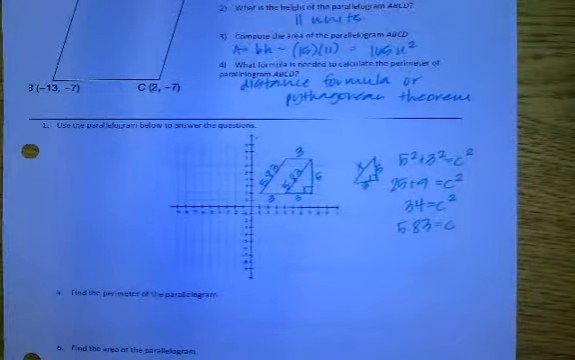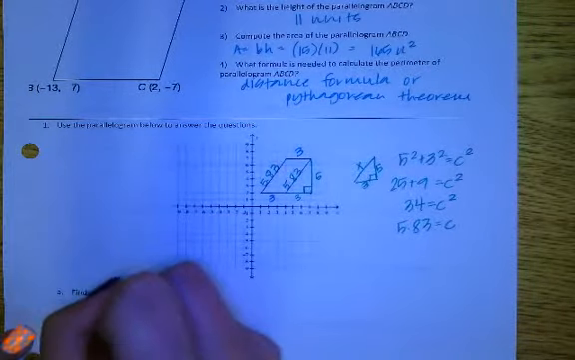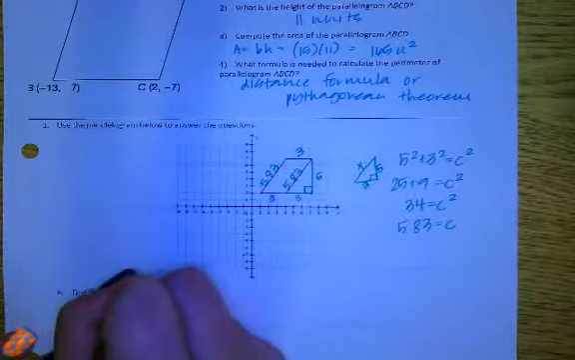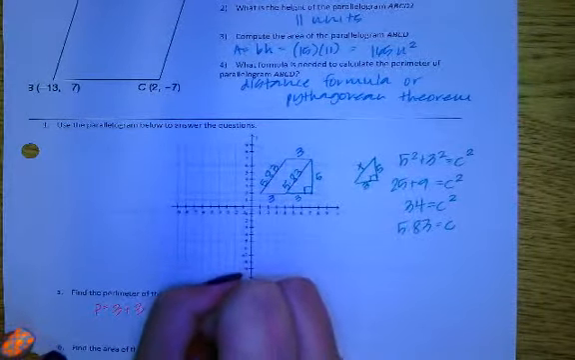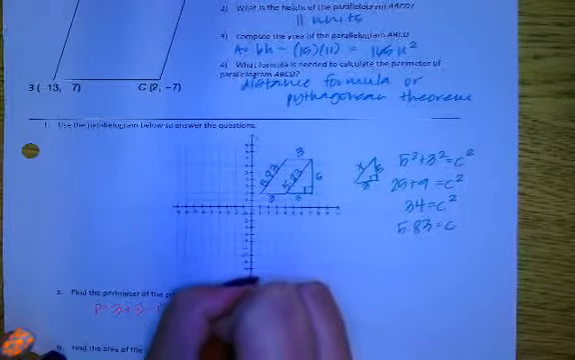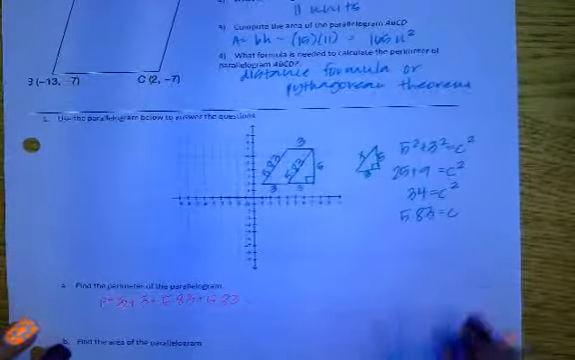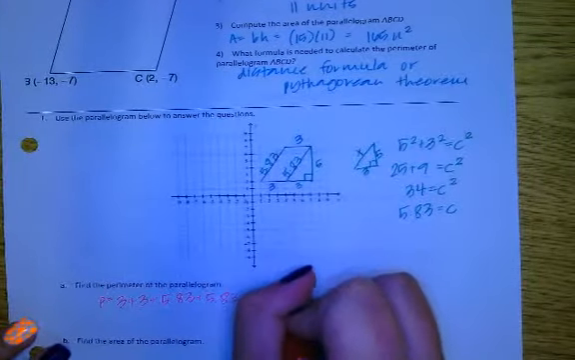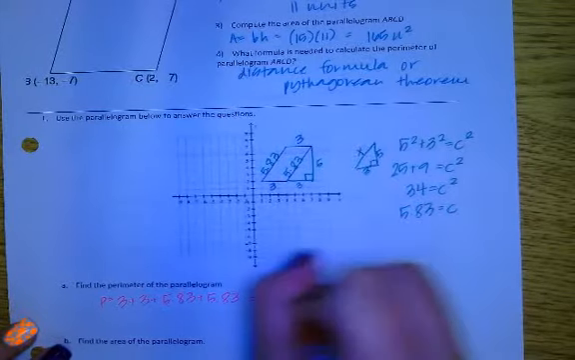Okay, so to find perimeter, what do I need to do? Add up all your sides. So P equals 3 plus 3 plus 5.83 plus 5.83. So what is our perimeter? 17.66 units. Don't forget your units.